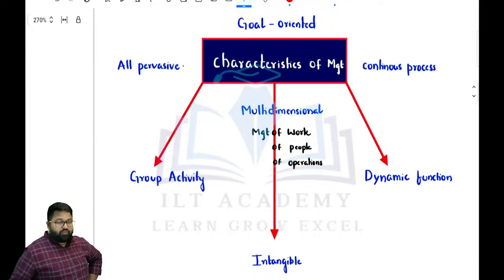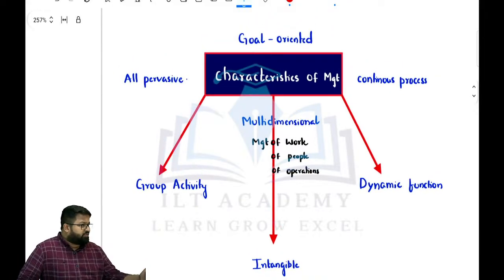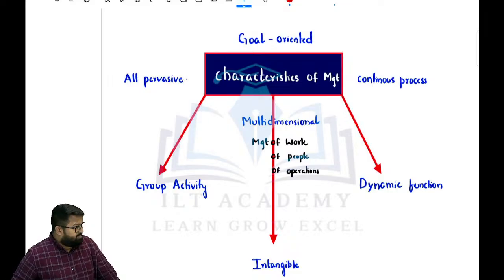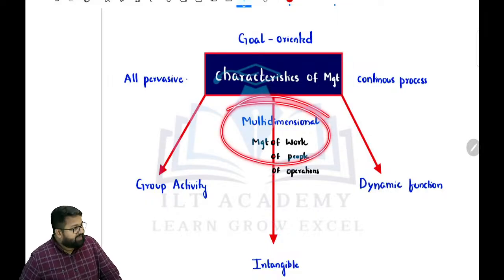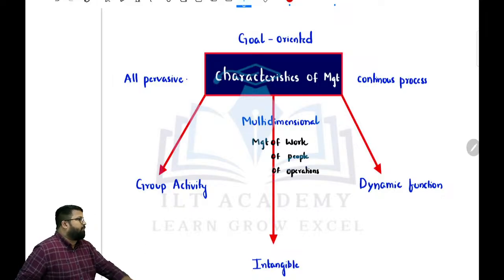And we have gone through the characteristics of management. What are the characteristics of management? Can you tell a few? Goal-oriented, group activities, continuous process, dynamic function, intangible, all pervasive, and also multi-dimensional. So it is not concentrating on only one area or one department. It has to cover or link every department.